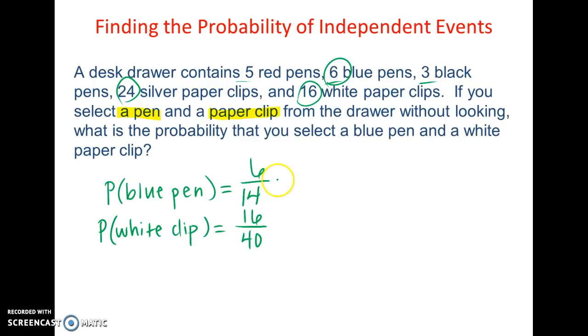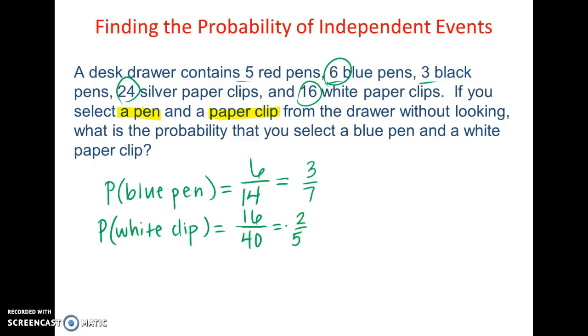Okay? If you want to reduce this, it's a good idea. It's always better to work with smaller fractions. So 6 and 14, I can cut them both in half, so 3/7. And then 16/40, they both are divisible by 4, and also 8, so that would be 2/5.